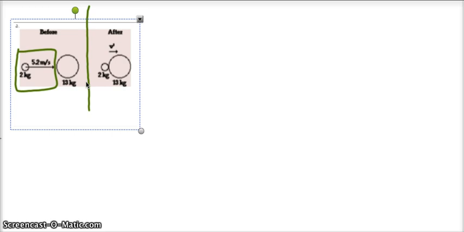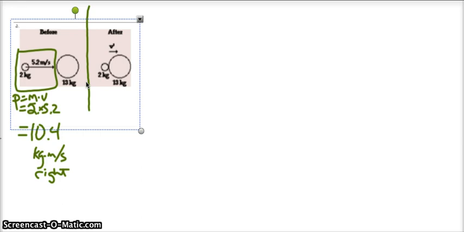So let's do the momentum of this one first. For this one, momentum equals P, or M times V. Okay? We put those in. You have 2 times 5.2. So your answer is going to be 10.4 kilograms times meters per second, and you're going to the right.